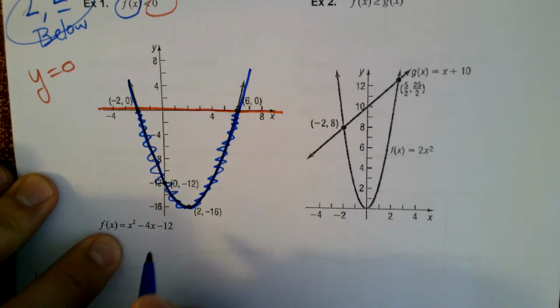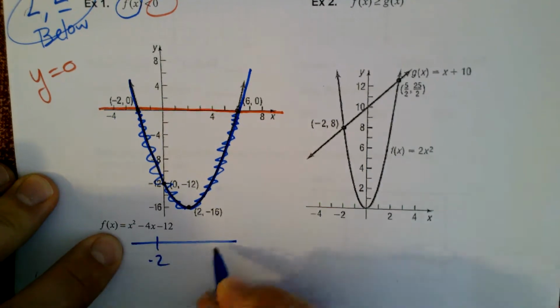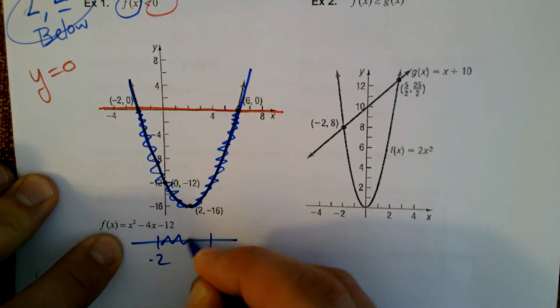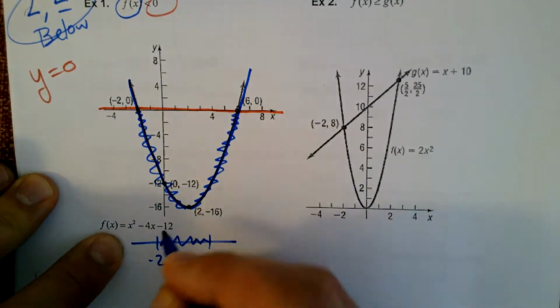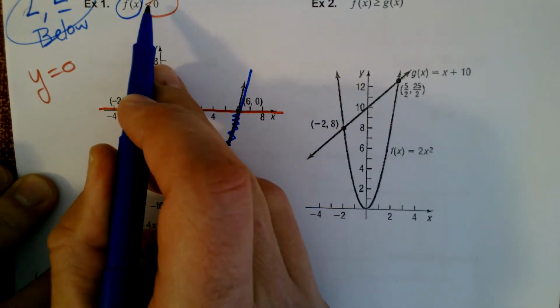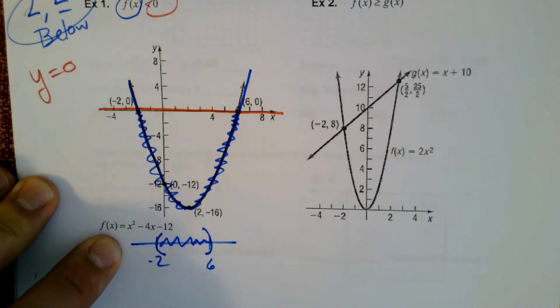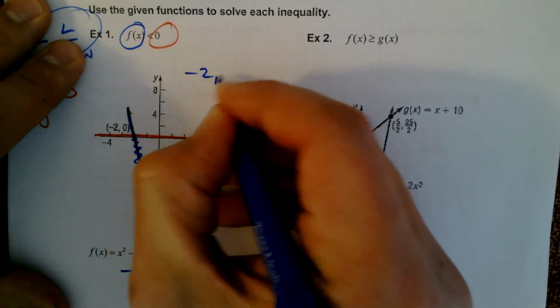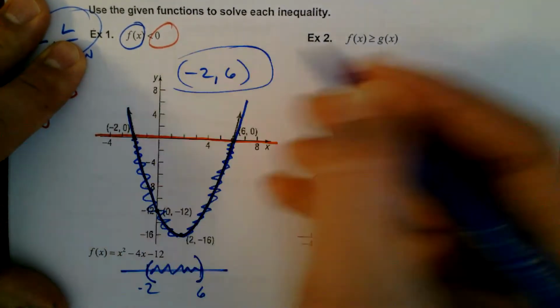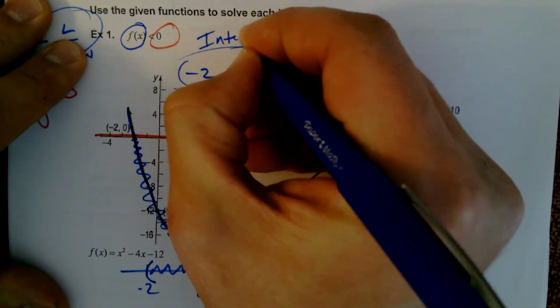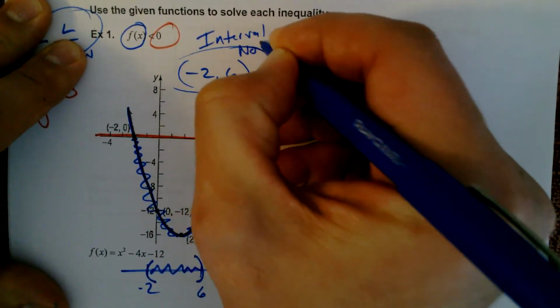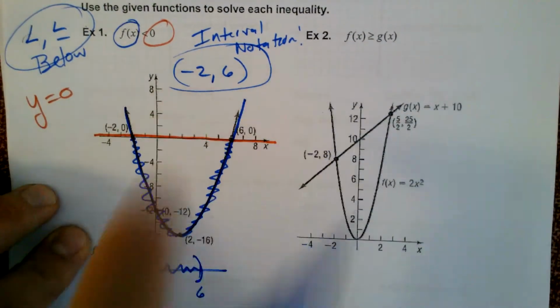If I was looking at a number line, here's -2, here's 6, my shading would be all right there. And it's not equal to, it's just less than 0, so it's going to be parentheses. So my final answer would be -2 to 6, like that. Remember, that's interval notation. Okay, so final answer, -2 to 6.